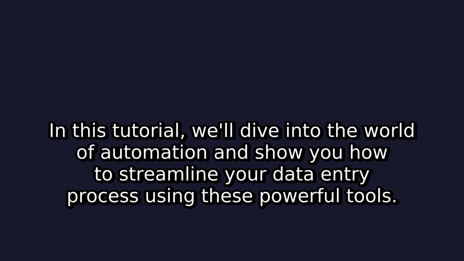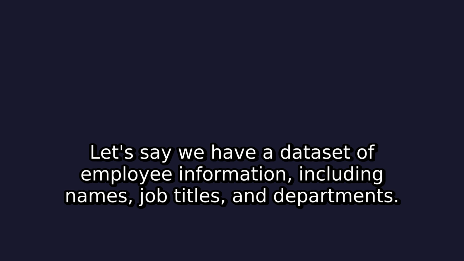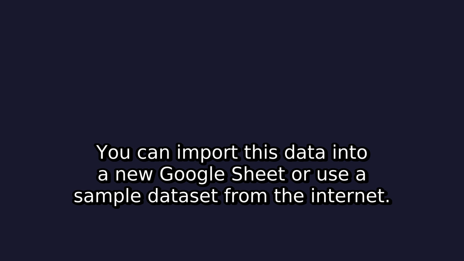using these powerful tools. The first step in automating data entry is to identify the data you want to work with. Let's say we have a data set of employee information, including names, job titles, and departments. You can import this data into a new Google Sheet or use a sample dataset from the internet. For this example, we'll use the following sample dataset: employee ID, name, job title, department.